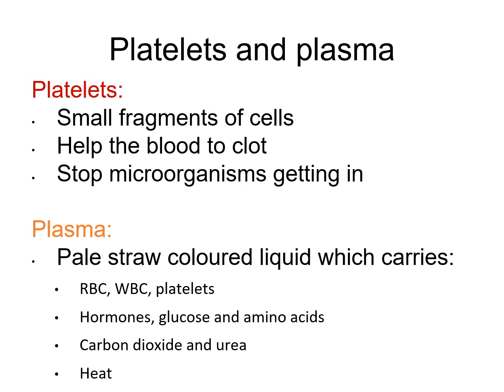It's also what carries hormones around your body, glucose and amino acids. So they are substances produced when we digest our food. Plasma carries those around. Carbon dioxide and urea are waste products in animals, and our blood carries those around. And also it carries heat around our body, so it helps distribute heat evenly around bodies of animals.